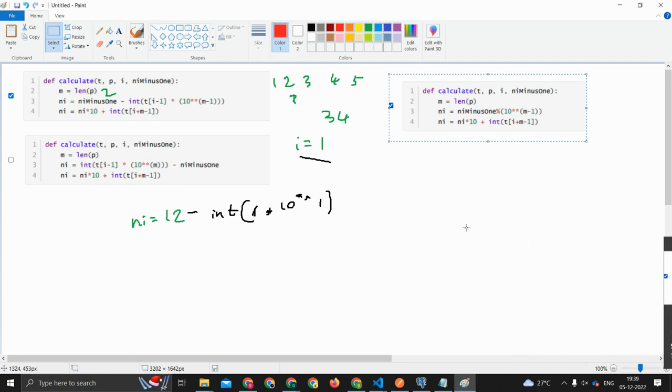Ravina, can you tell me? Do you understand, or do you want me to explain what similarity or difference there is between these two? Yes, sir, please explain.